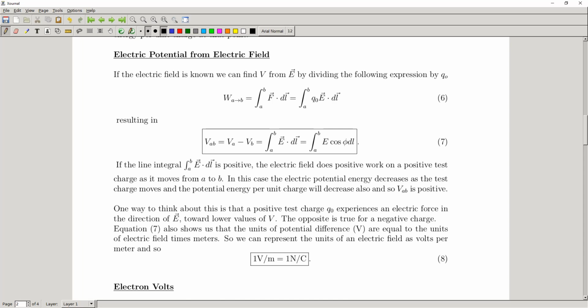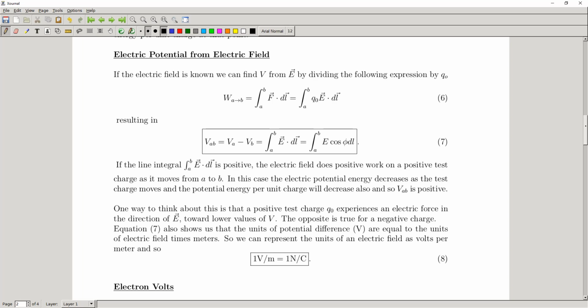Okay, so another way to think about this is that a positive test charge, Q naught, experiences an electric force in the direction of the electric field and toward lower values of our potential V. Okay, and the opposite would be true for a negative charge.